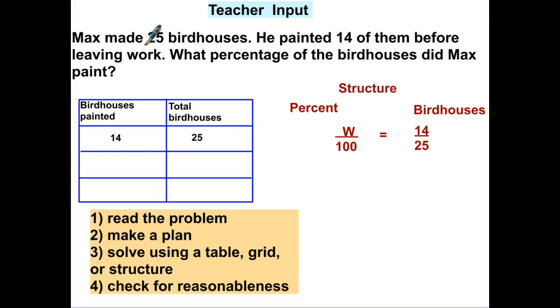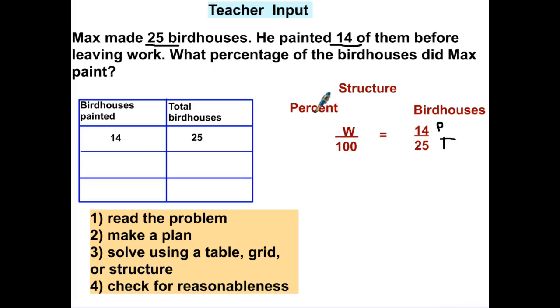So here's our given information. Max made 25 birdhouses. He painted 14 of them before leaving work. What percentage of the birdhouses did Max paint? So I'm looking at this here, okay? This is painted, and this is total birdhouses, okay? And then this is the percent that we're looking for.